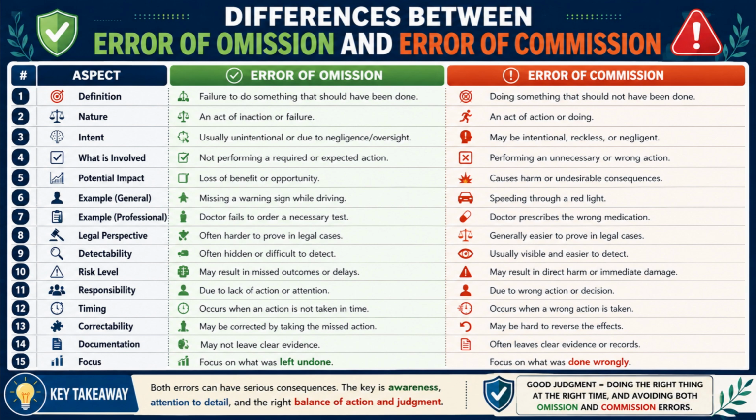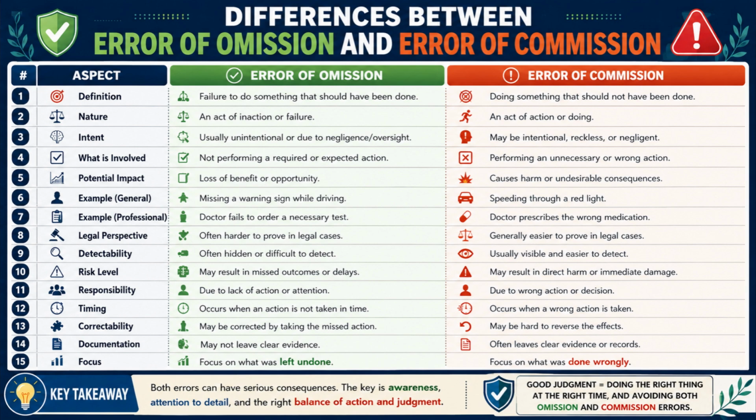Number 1. Error of omission occurs when a transaction is completely or partially left unrecorded, whereas error of commission occurs when a transaction is recorded incorrectly. Number 2. Error of omission is an error of non-recording, whereas error of commission is an error of wrong recording. Number 3. Error of omission is usually caused by oversight or negligence, whereas error of commission is often caused by carelessness in recording or posting entries.